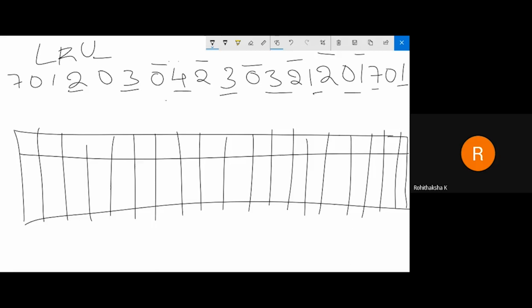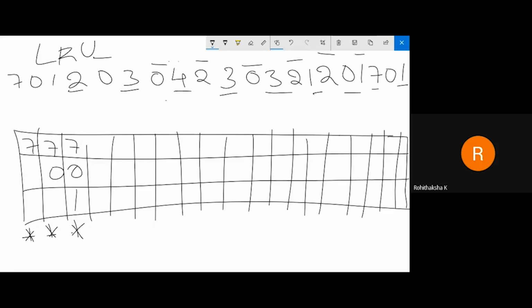Okay, 3 frames, I have 3 frames. So now, what is this one? I'll just write 7, 7 0 1... 7 0 1. Okay, so page fault. I'll just mark it as a page fault.